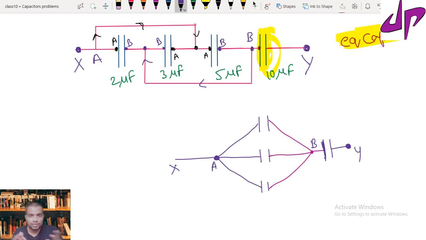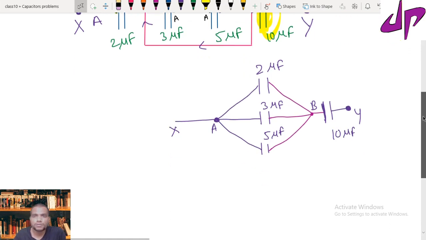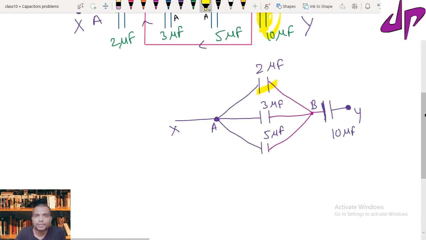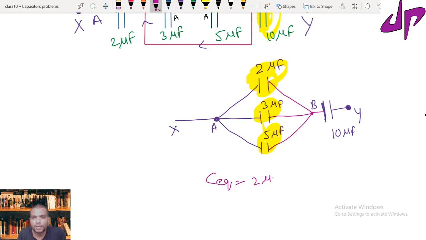Now the above circuit is simplified as: this is the 2 microfarad, and this is the 3 microfarad, and this is 5 microfarad, and this is connected to a 10 microfarad. Now if you simplify this circuit, you will find the equivalent capacitance of these three in parallel. Now if we take that equivalent capacitance, how much can I get? C equivalent equals 2 microfarad plus 3 microfarad plus 5 microfarad. So C equivalent equals 10 microfarad.